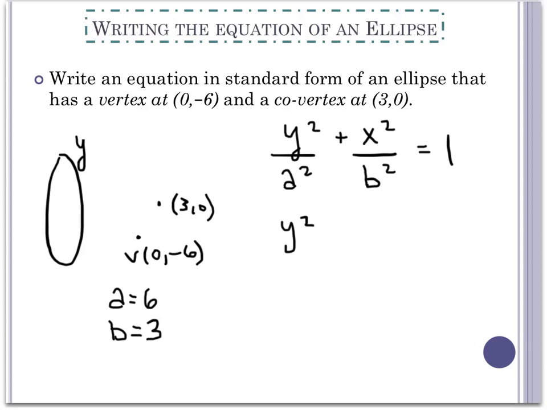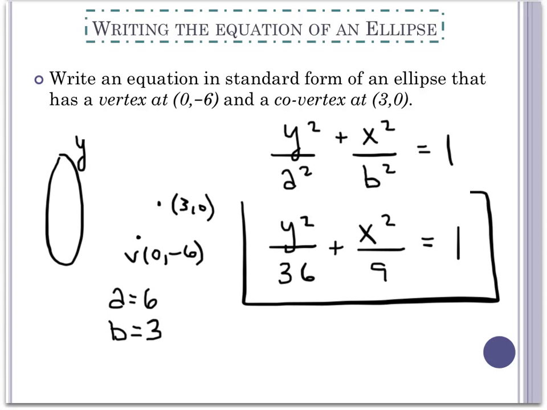So I already know my value of a, it's 6, so a squared is going to be 36. My value of b is 3, so b squared is going to be 9, and that's all going to be equal to 1. So this will be my equation of this ellipse. Now remember, addition is commutative, which means I can switch these guys and I will still have the same equation. I know it's a vertical ellipse because the bigger number a is underneath the y squared term.